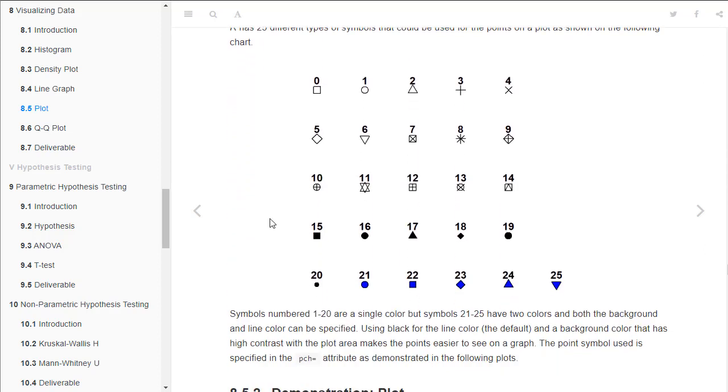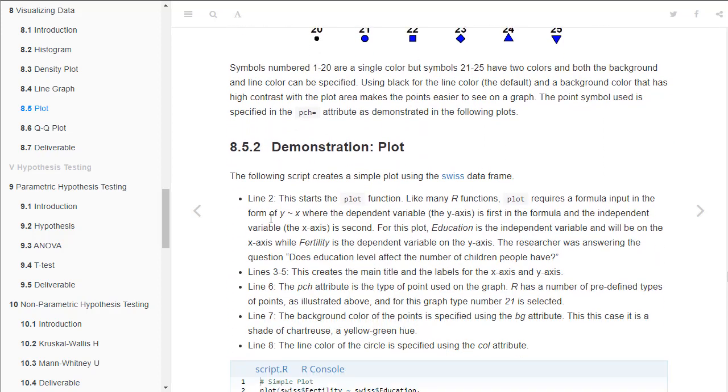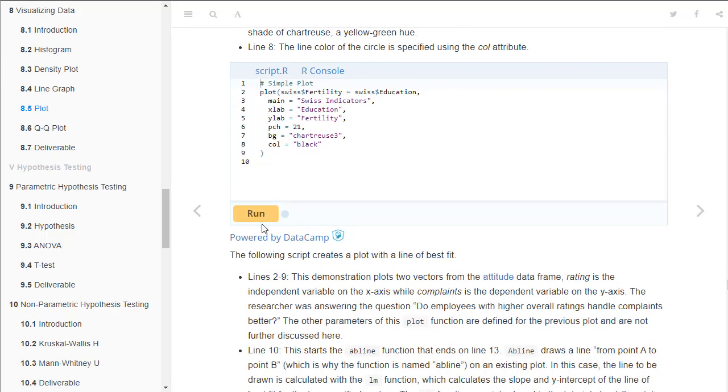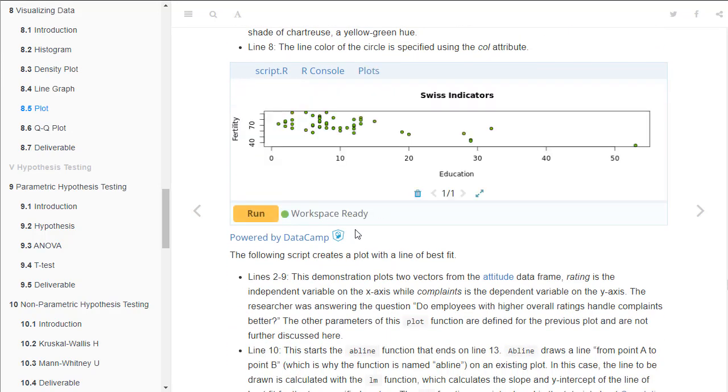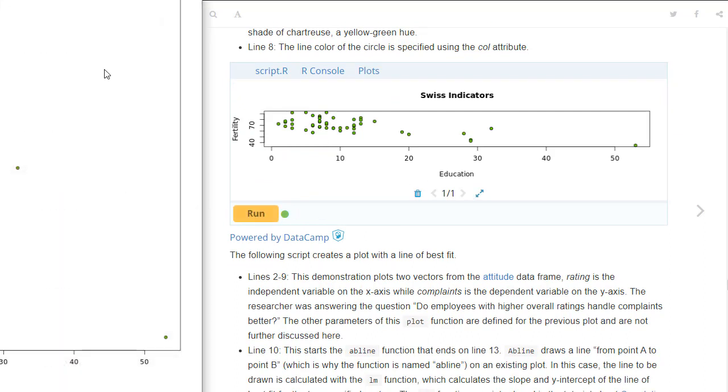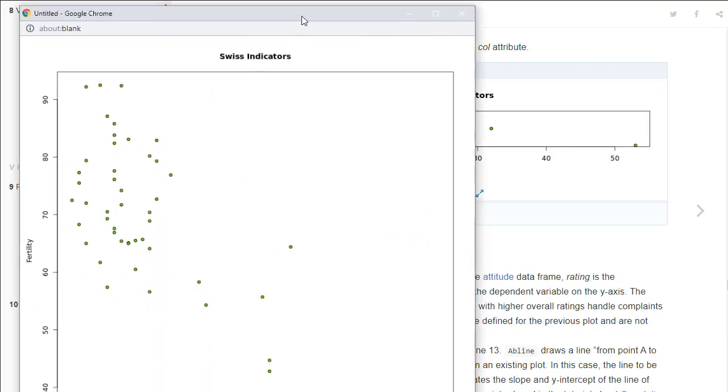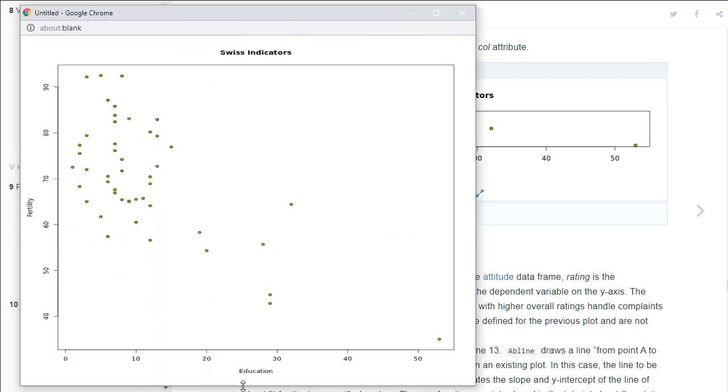Now, all of the plots you've seen so far have been circles that are filled in. R, though, permits you to create plots with X's and crosses and triangles and all sorts of points. You can read about that in our lab. Here's a demonstration of a plot. You can take a look at that demonstration.